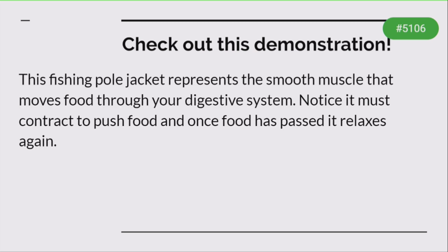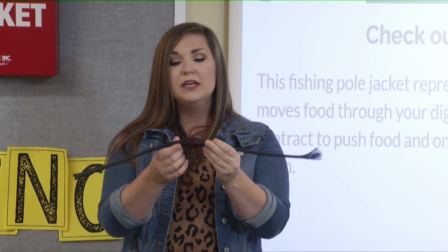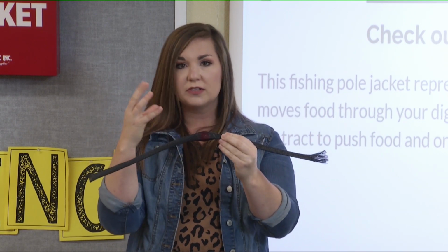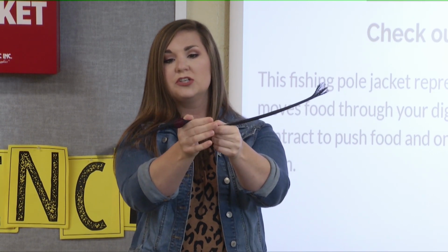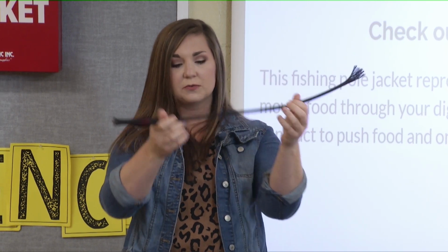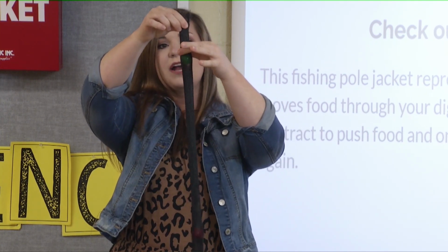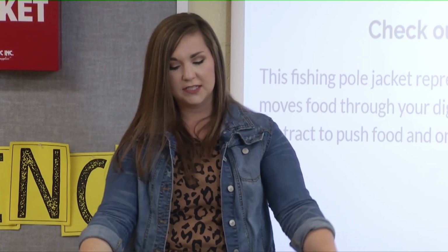So I have here a fishing pole jacket, and it's kind of like mesh, really. You can see you have a bouncy ball in here already, and where the ball is represents nutrients going through your body. You can see how the fishing pole jacket is actually stretched out. But if the stomach muscles contract or push down, it's going to push that nutrient through your body. So it contracts, and now you can see it's relaxed as well. Even if I put more through, you can see again the contraction is going to expand out and push those nutrients through your digestive system.